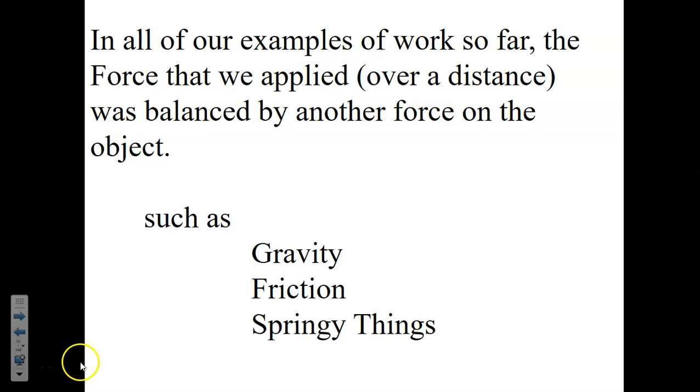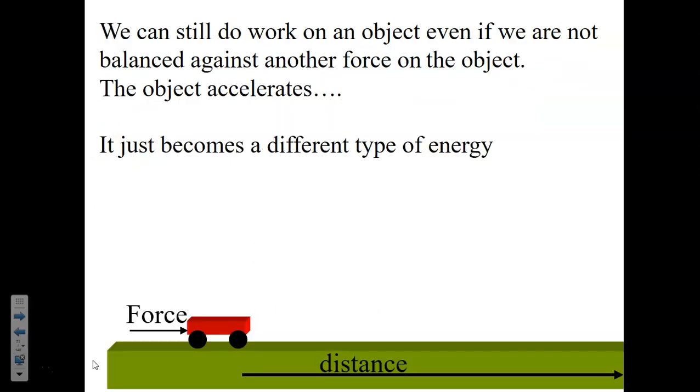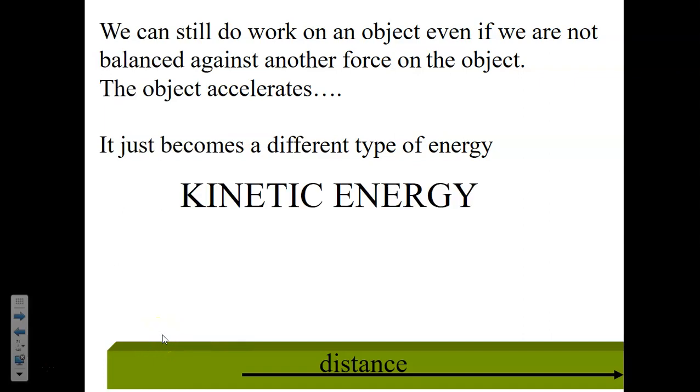Hello and welcome back. In our previous examples of work and energy so far, when we applied a force, it was usually canceled out by another force, balanced out by another force, such as gravity or an elastic object or friction. If we do work on an object and that force isn't canceled out by another force on that object, then the object accelerates. So that work becomes a different type of energy. And the type of energy that it becomes is kinetic energy. And I'm sure you've heard of kinetic energy before, the energy of motion.